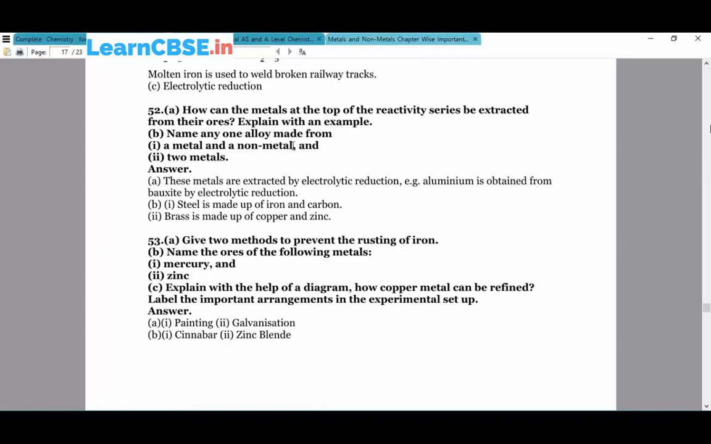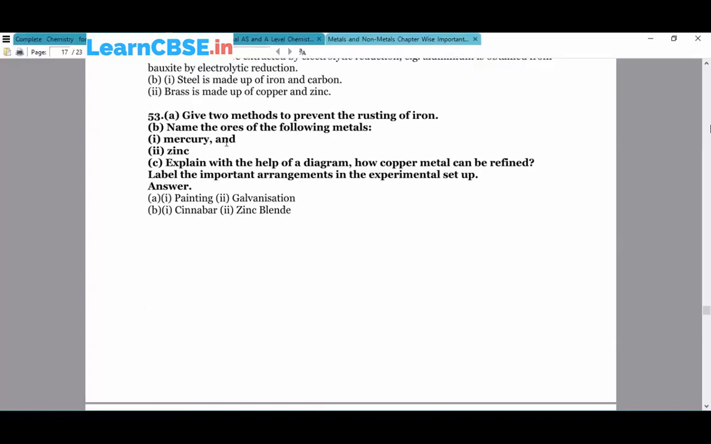Name any one alloy made from a metal and a non-metal. Steel, made up of iron and carbon. Two metals: brass, it is made up of copper and zinc. Give two methods to prevent the rusting of iron. So one is painting, another one is galvanization.